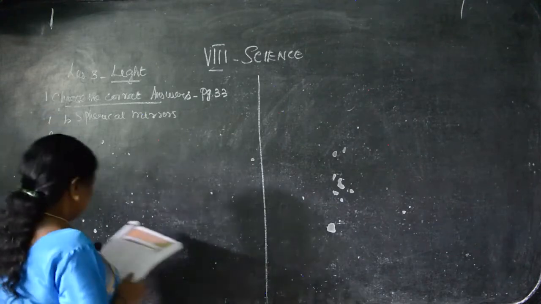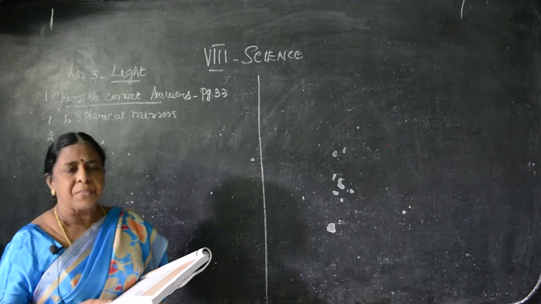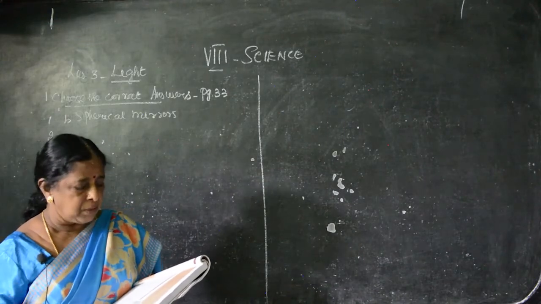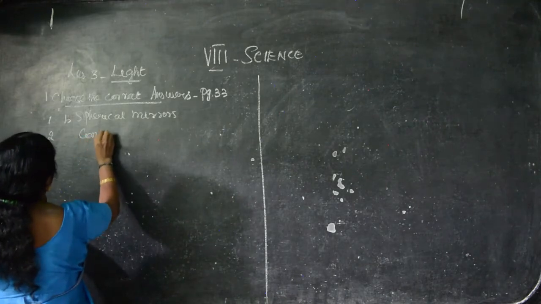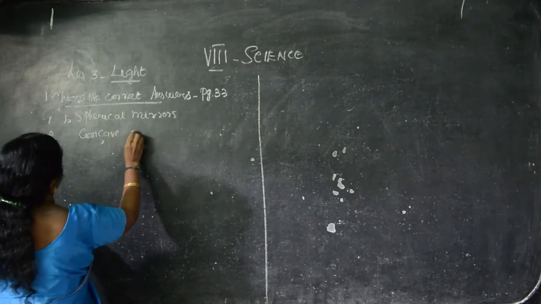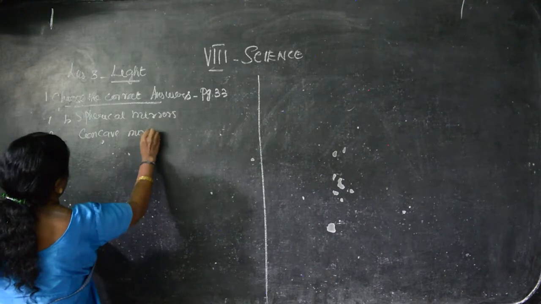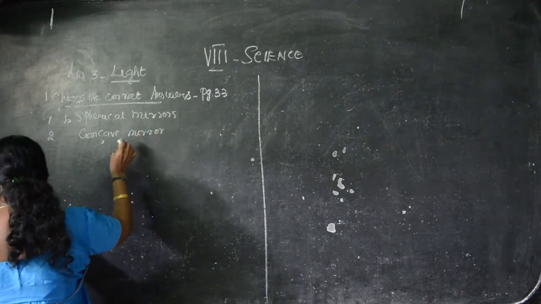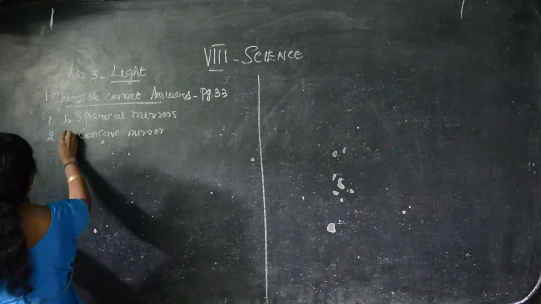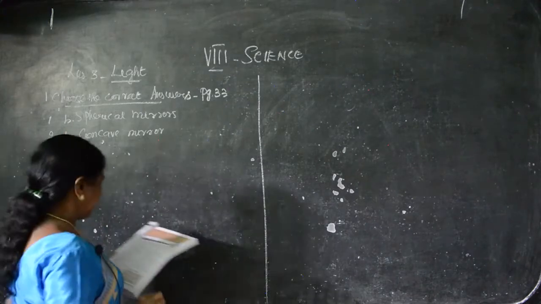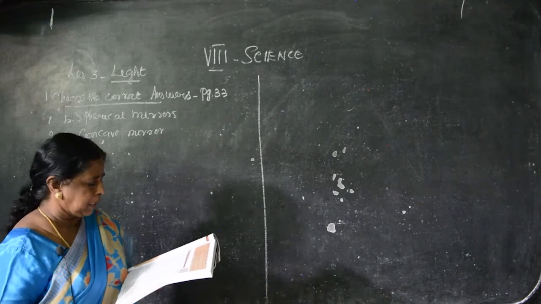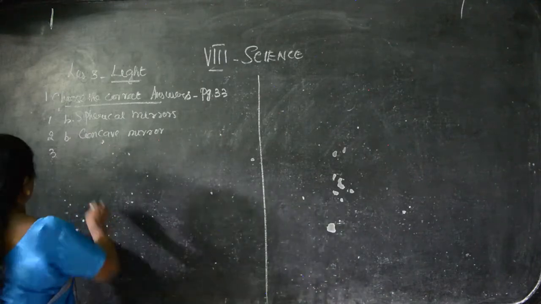Second, choose the spherical mirror with the reflecting surface curved inward is called concave mirror. Concave. Question number two, option B. The third one, the spherical mirror used as a rear view mirror in vehicle is option B, convex mirror.